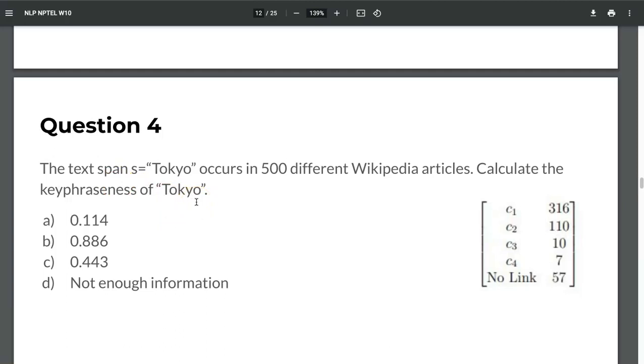But just for the sake of practice, you can do it here. If you remember the formula, you just put in the values and get the answer. So what is the keyphraseness formula? It is the total number of times the word is present in Wikipedia articles in the denominator, and in the numerator the number of times this word is connected to some other Wikipedia articles.